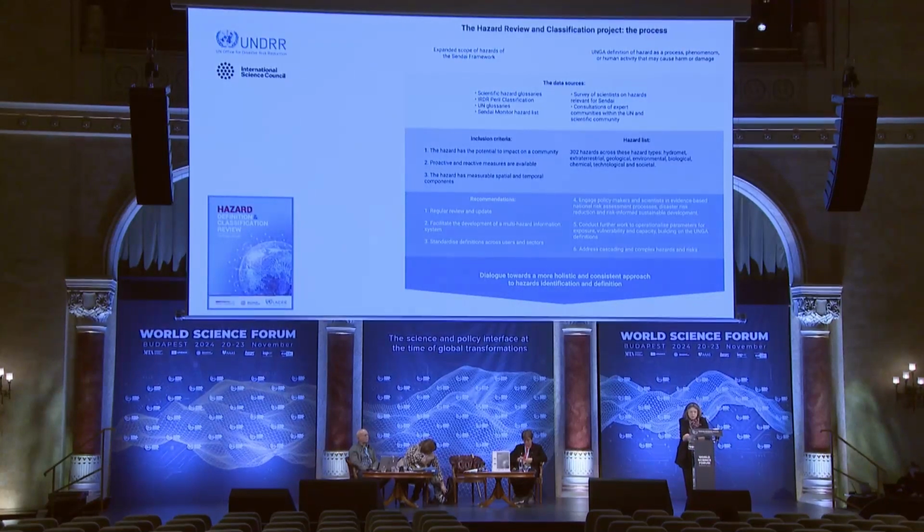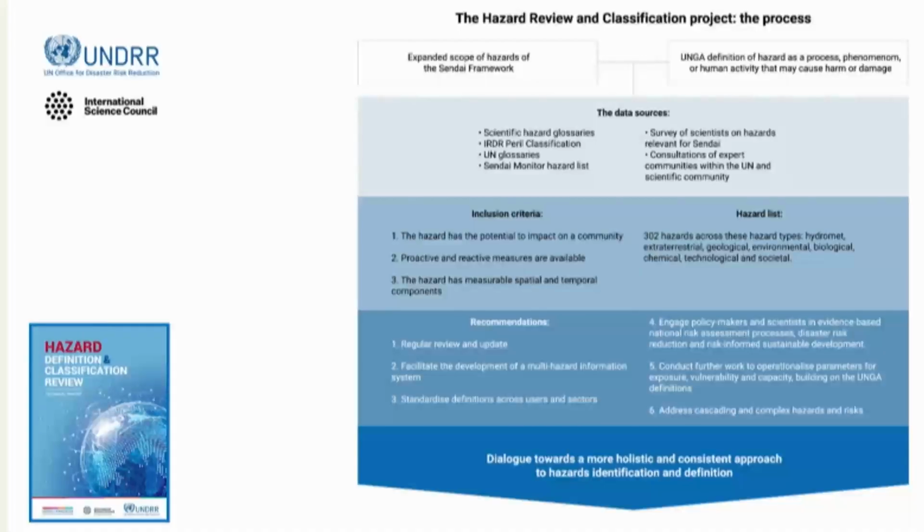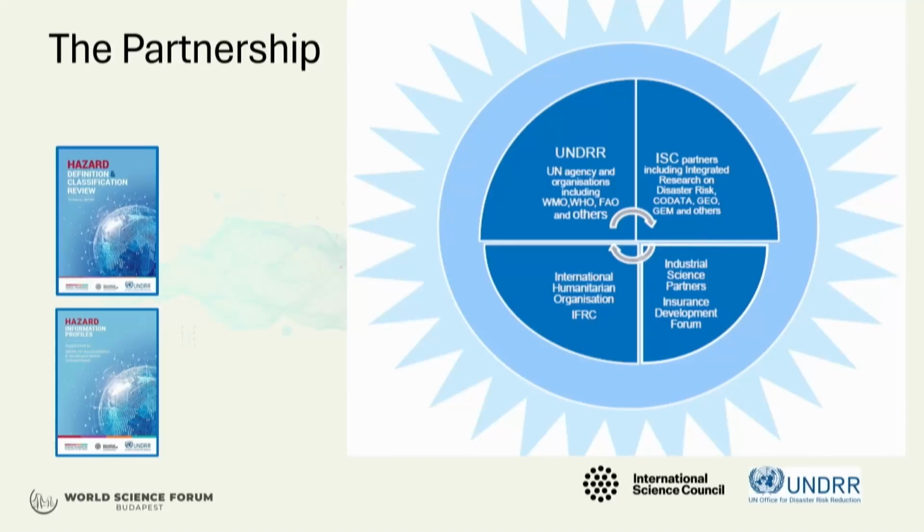We agreed the inclusion criteria: that the hazard has the potential to impact on a community, that proactive and reactive measures are available, and that the hazard has measurable spatial and temporal components. This applies to most of the hazards, but not all of them. But we ended up with 302 hazards. So let me just show you how we did this.